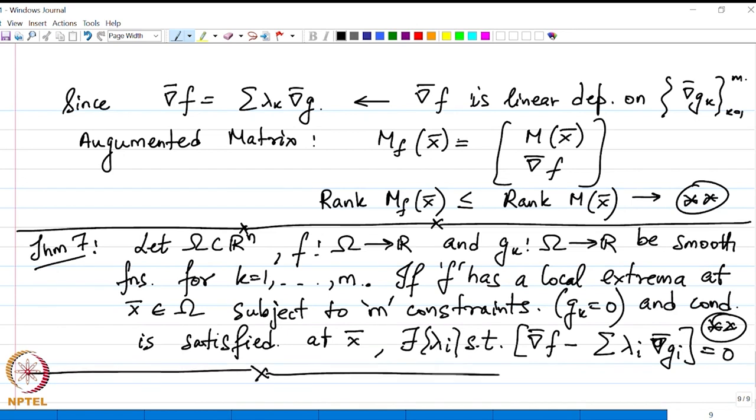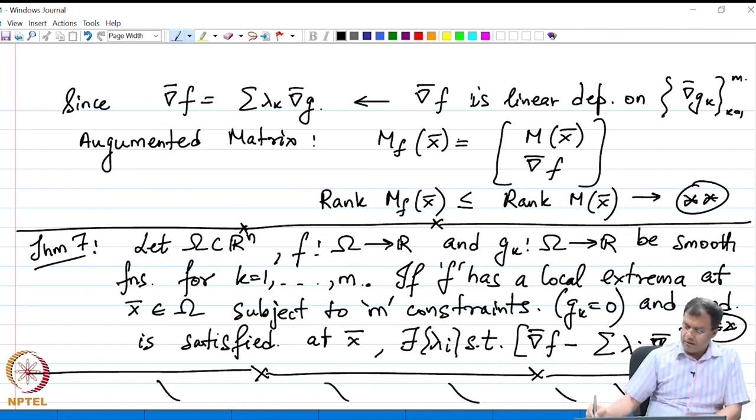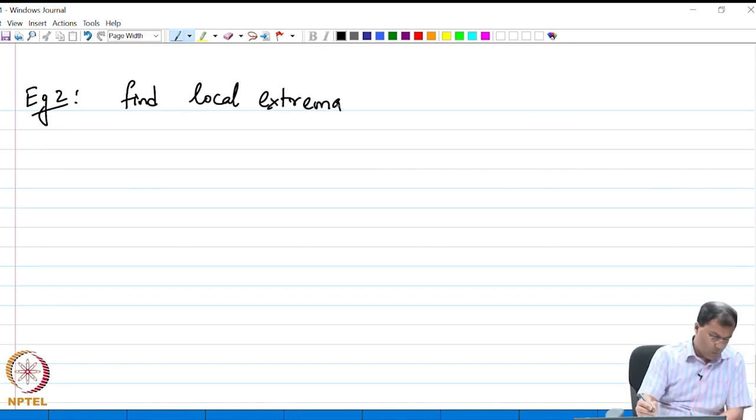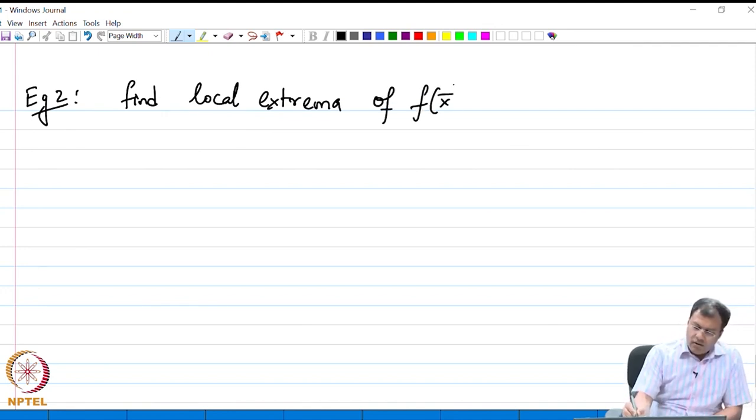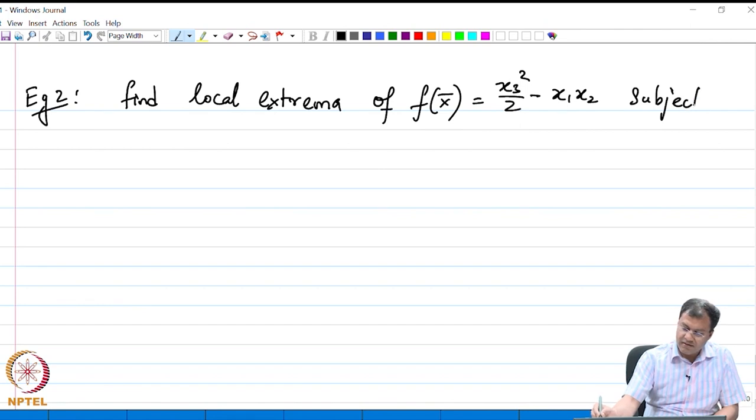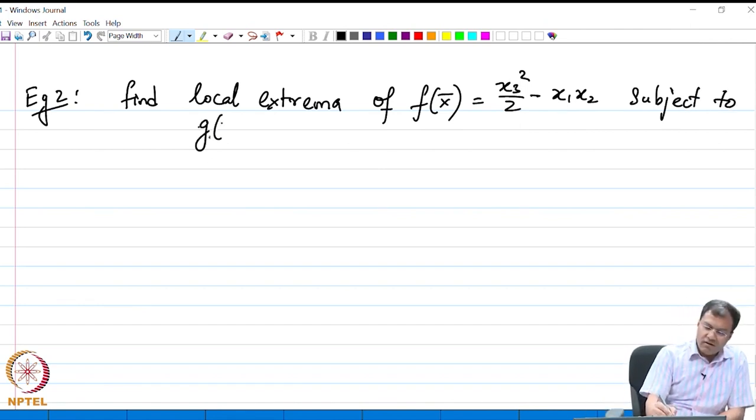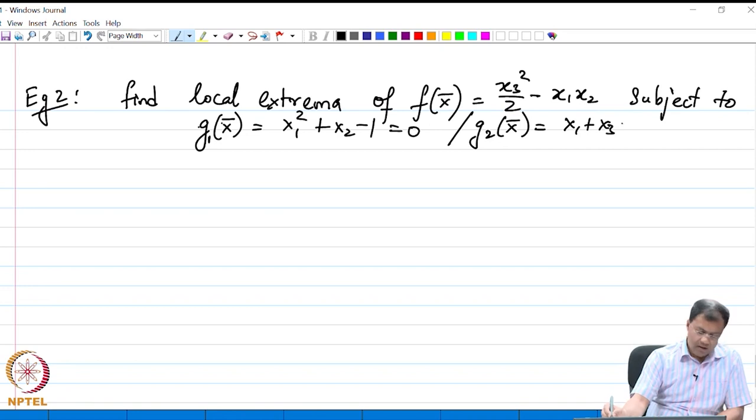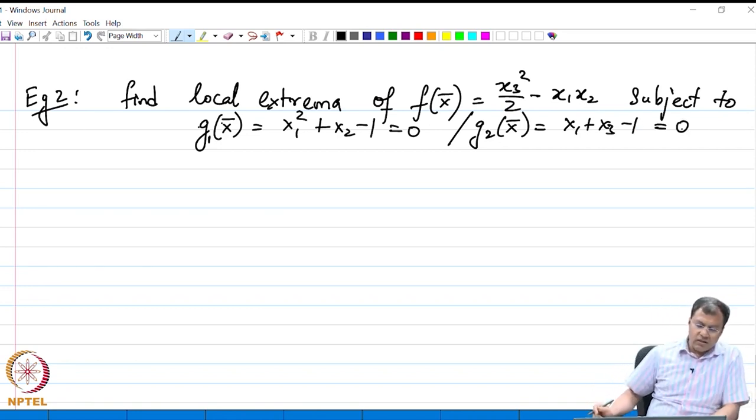Okay, so let us look at this situation of multiple constraints with an example. Find the local extrema of f of x bar, which is x 3 square by 2 minus x 1 x 2, subject to, well, we have two constraints. So g 1 of x bar is x 1 square plus x 2 minus 1 equal to 0, and my second constraint is g 2 of x bar is x 1 plus x 3 minus 1 is equal to 0. So find the local extrema of this subject to these two conditions.